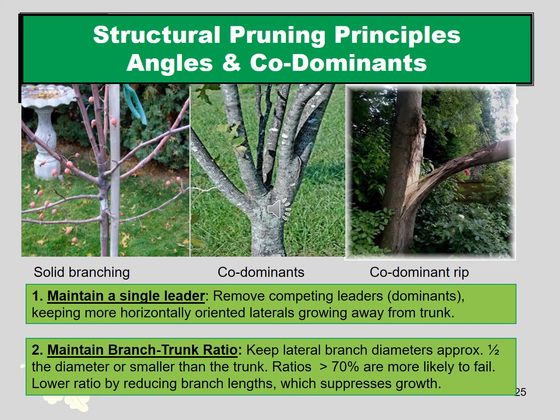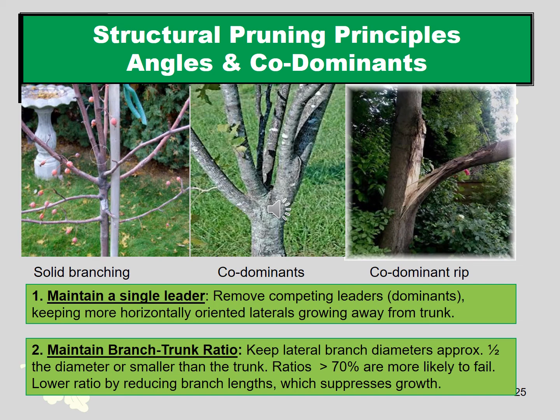So you want to maintain a single leader, remove the codominants down to one leader, and keep the lateral branch diameters about 1/2 the diameter or smaller than the trunk. Look back to the first picture on the left. The diameter of these lateral branches sticking out from the trunk are about 1/2 the diameter or smaller than the trunk diameter. Ratios greater than 70%, so if your lateral branches are more than 70% the size of the diameter of the trunk, they're more likely to fail and fall off and cause problems. They're unsafe and they can damage the tree too.